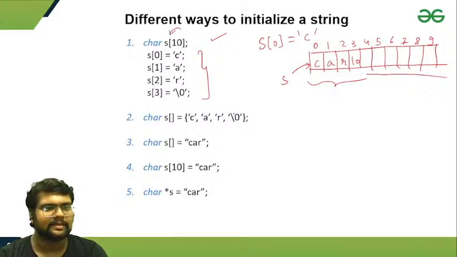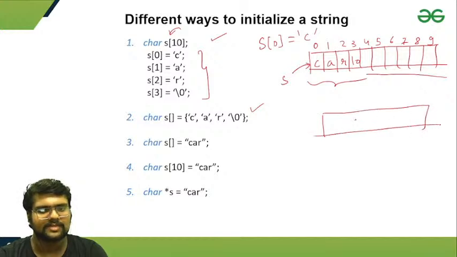Okay. Then the second way to initialize a string is like this. So we have C, A, R, and the null character. So it will allocate 4 bytes. We are not specifying the size, so the compiler will automatically allocate 4 bytes according to the number of characters. So C, A, R and the null character. Then we have s.